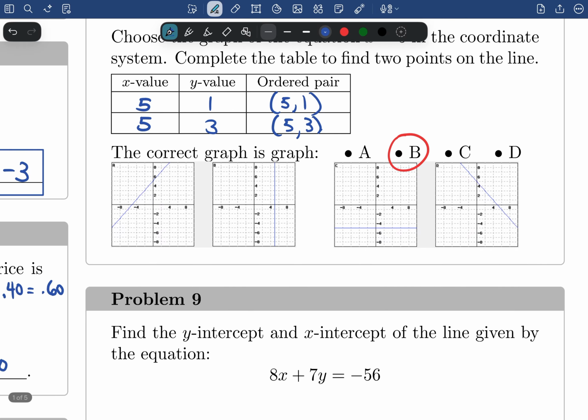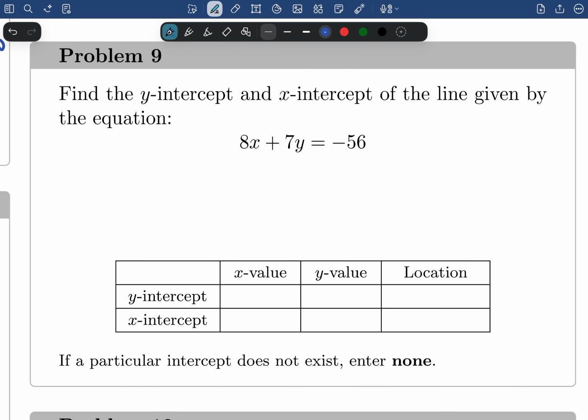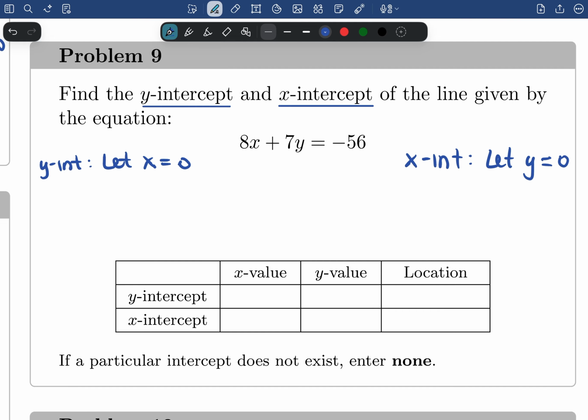Great. We're ready to move forward to problem number 9, which states to find the y-intercept and x-intercept of the line given by the equation 8x plus 7y equals negative 56. Now, a little reminder to find x-intercepts and y-intercepts. Let me help you here. Well, to find a y-intercept, let x equal 0, and then you'll solve for y. Now, for an x-intercept, we let the opposite variable, y, equal 0, and then solve for x.